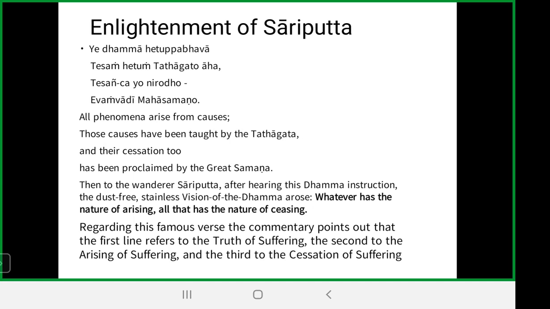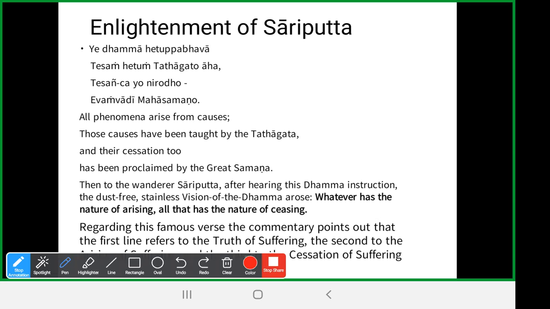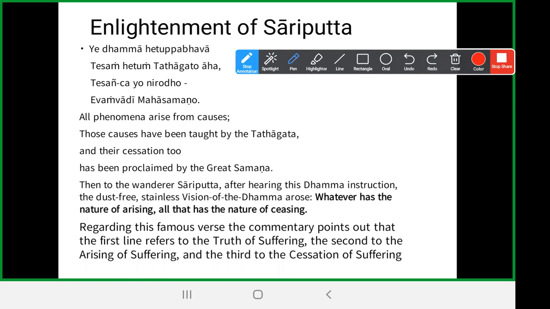So then Sariputra, after hearing this Dhamma instruction, the dust-free, stainless vision of the Dhamma, in Pali we call it Dhamma Chakkhu, the eye of Dhamma, or vision of the Dhamma, arose. This means that he attained the first stage of enlightenment. Whatever has the nature of arising has the nature of ceasing. All right. So this is a very, very short verse, and it managed to make Sariputra become enlightened.